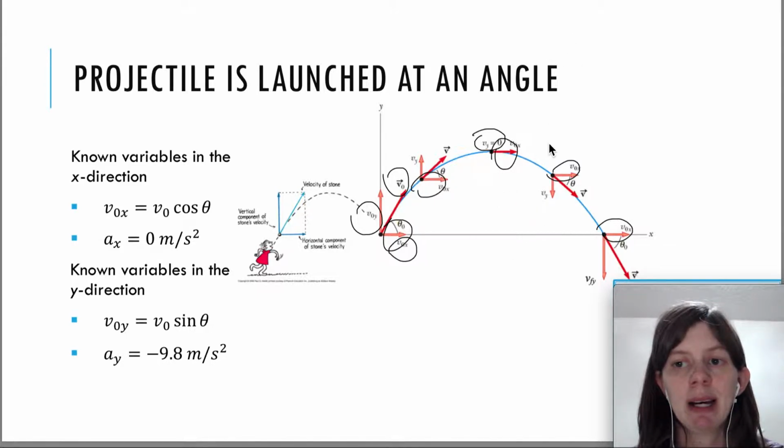A question I like to ask is, is the velocity 0 at the top of the path? What do you think? Well, it's not 0 because there's still some velocity in the x direction. So don't just be tempted to say it's 0 because it stops in the y direction. It's still moving. It doesn't stop completely at the top of the path.